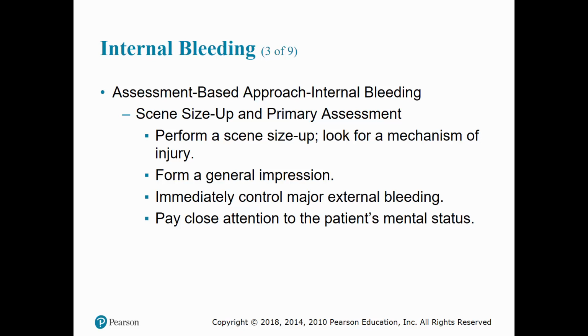With internal bleeding, after ensuring that the scene is safe, approach your patient. During your general impression, look for any obvious major external bleeding. If you find a major bleed, immediately control it with direct pressure. As you continue with the primary assessment, assess your patient's mental status. Decreasing mental status is a sign of both hypoxia and shock. As the patient continues to lose blood, their mental status will continue to deteriorate.